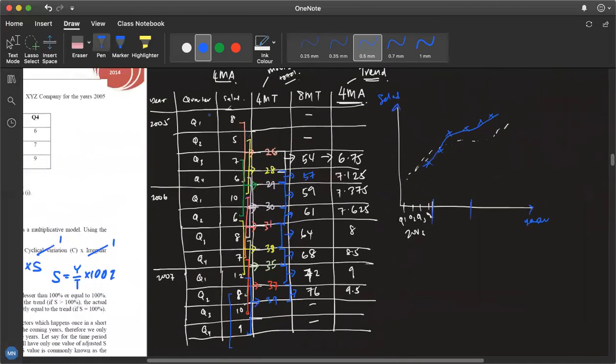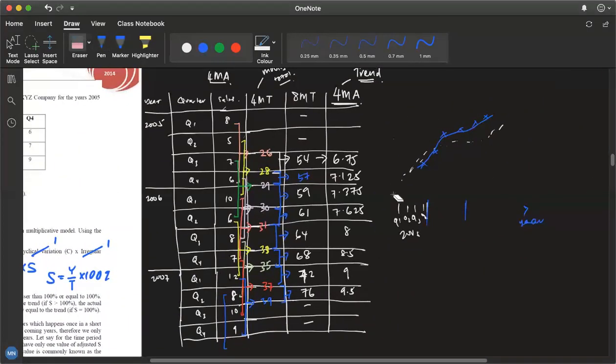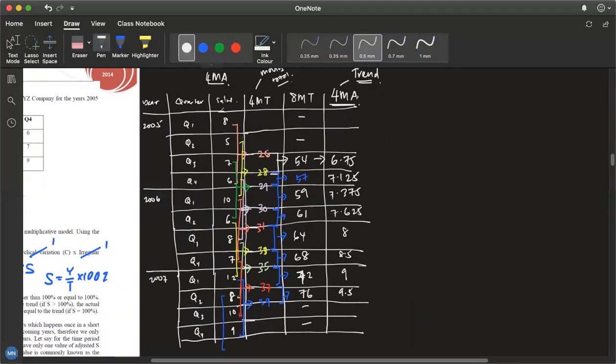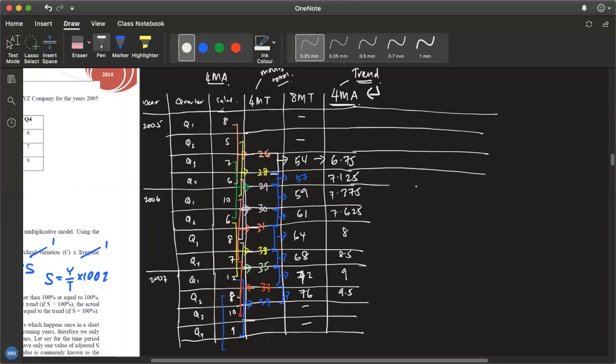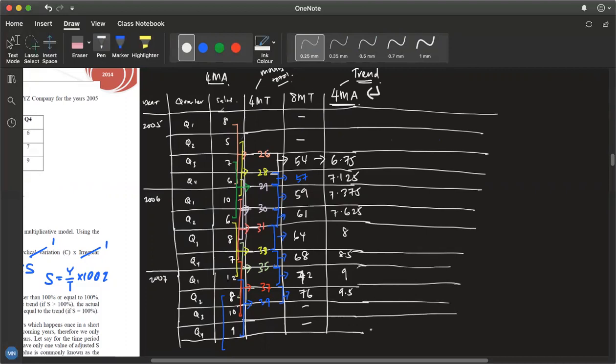So from this data, right, let me clear this one first. From this data that we already calculate the trend value, which is the trend is the four moving average, right? So now we want to calculate the seasonal variation. So we create another column, right, beside the trend column, right? So this one we call as a seasonal variation. So this is a seasonal variation, which is S. S is equal to Y divided by T multiplied with 100%.